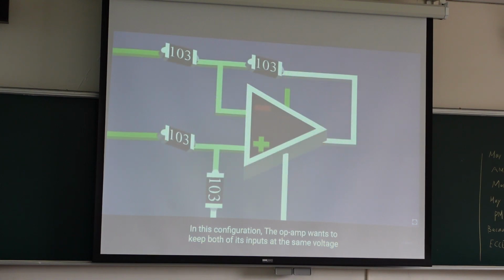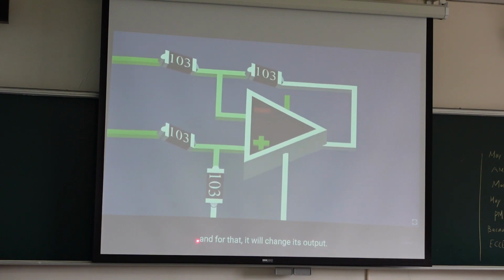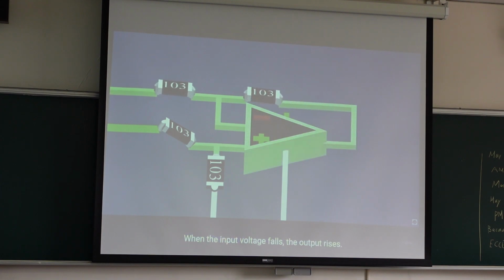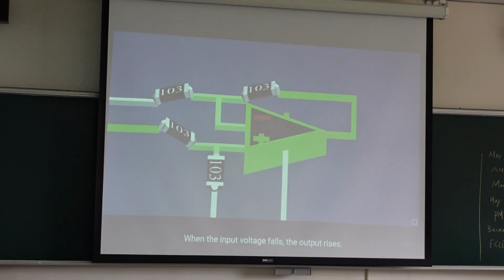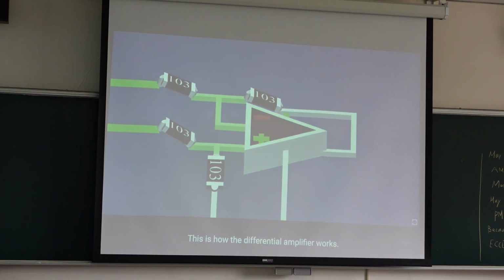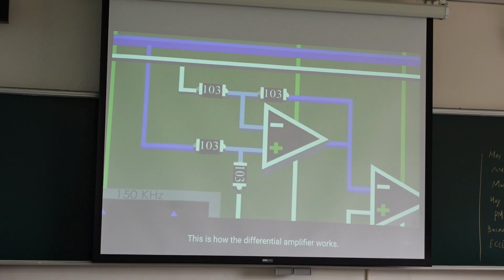In this configuration, the op-amp wants to keep both of its inputs at the same voltage, and for that, it will change its output. As the feedback is to the negative input, the output varies according to the input. This can be seen as a seesaw. When the input voltage falls, the output rises. And when the input rises, the output falls. This is how the differential amplifier works.